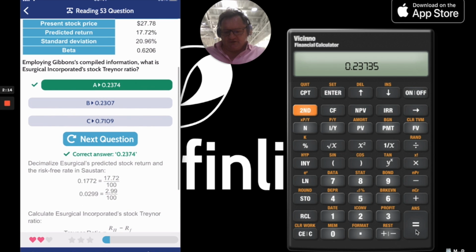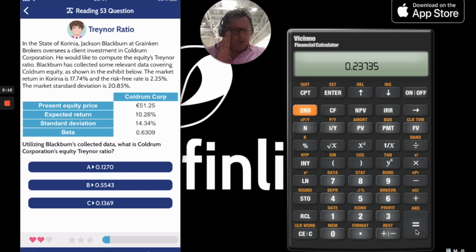So let's go to the next question. Let's do one more of these. This time I won't use any help, just one more time. Expected return is 10.26. Let's take away the risk-free rate in the question, which is 2.25 in the text. And divide by, nearly exactly 8, not quite exactly 8.